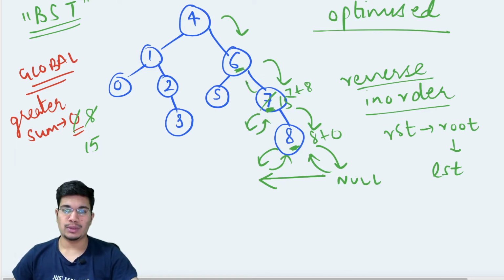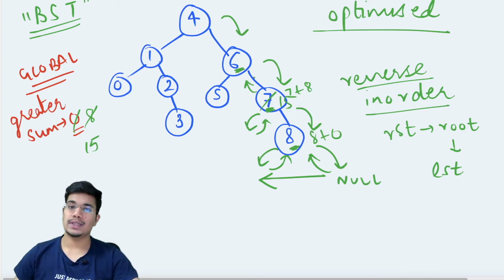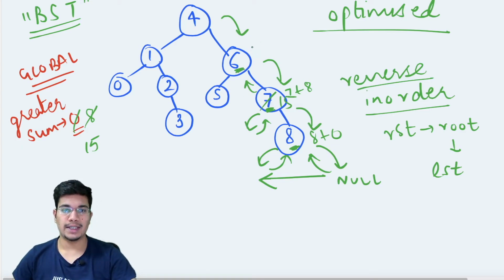Then our control comes back to its parent, which is 6. So for node 6, again we'll add whatever the greater sum currently is. This will be 6 plus 15, which is 21. So this value gets changed to 21. And now we can again change our greater sum to this updated value, which is 21.